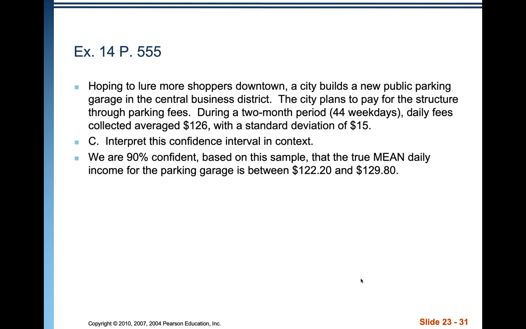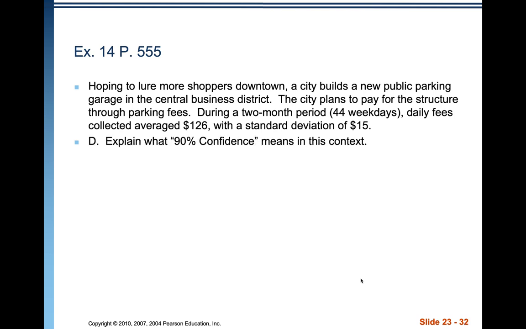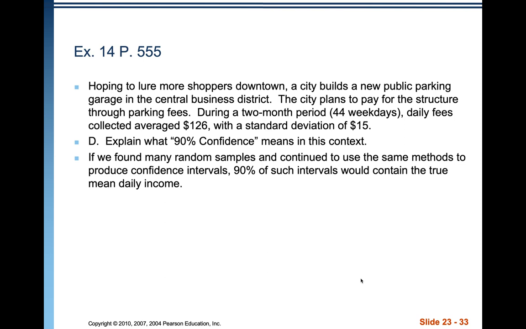We're going to interpret it. We are 90% confident, based on this sample, that the true mean daily income for the parking garage is between $122.20 and $129.80. This explains what 90% confidence means in this context. If we found many random samples and continued to use the same methods to produce confidence intervals, 90% of such confidence intervals would contain the true mean daily income.